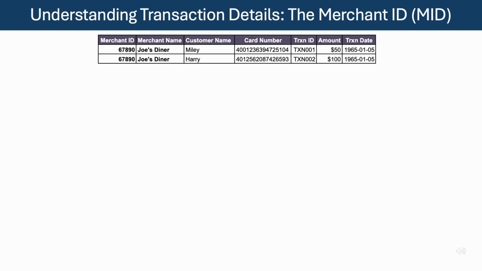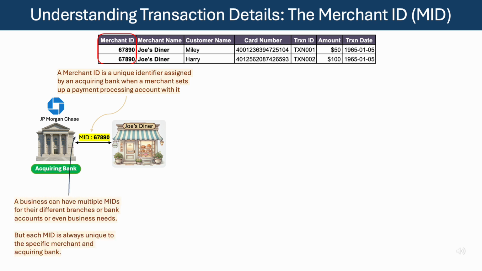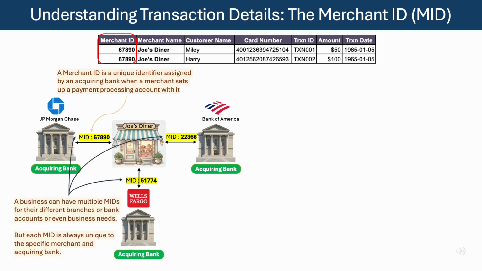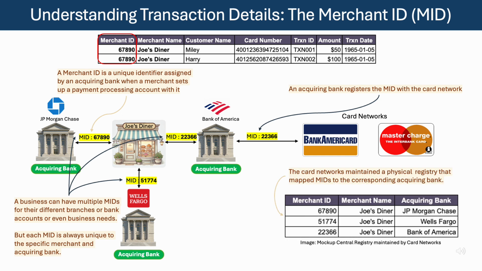Let's start by exploring the merchant ID. A merchant ID is a unique identifier assigned by an acquiring bank when a merchant sets up a payment processing account with it. A business can have multiple MIDs for their different branches or bank accounts or even business needs. But each MID is always unique to the specific merchant and acquiring bank. An acquiring bank registers the MID with the card network. In the past, when computers were more limited, the card networks maintained a physical registry that mapped MIDs to the corresponding acquiring bank.